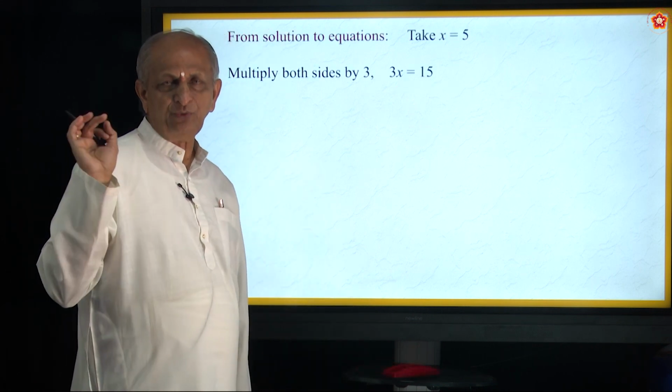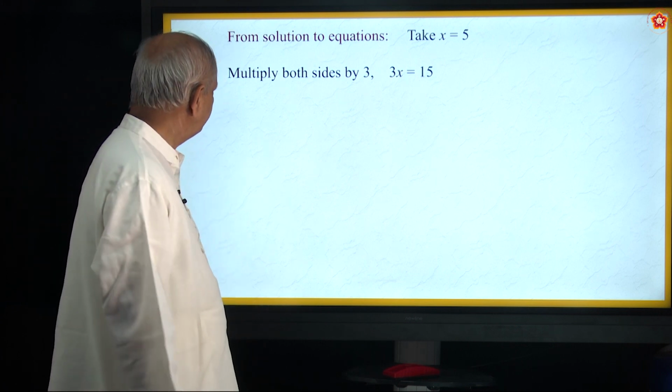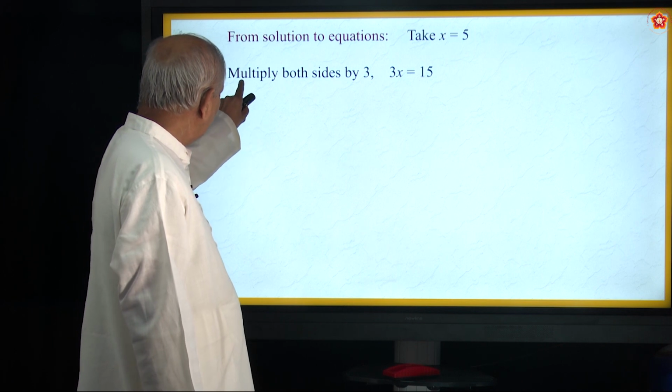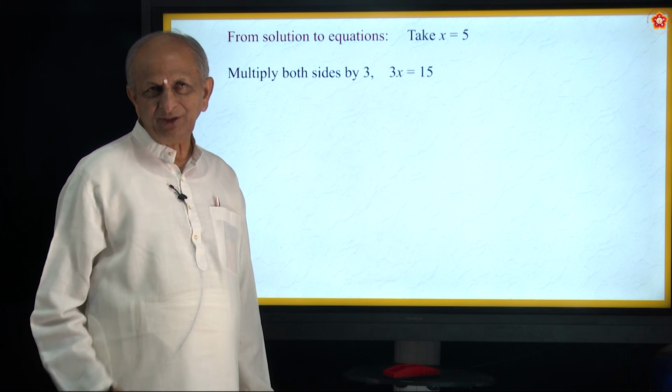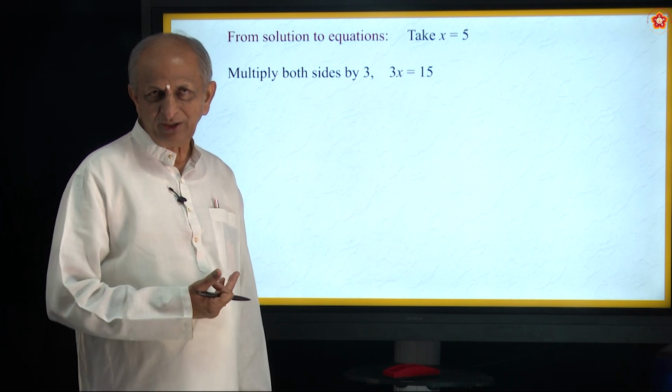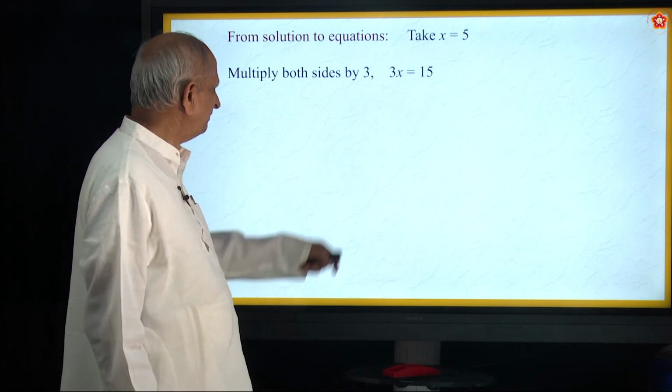You are given x is equal to 5 as the answer. Now, you have to form the equation. Multiply both sides by 3. Of course, there is no rule that you should do only this method. You can do any method, okay. One of the methods is multiplying.